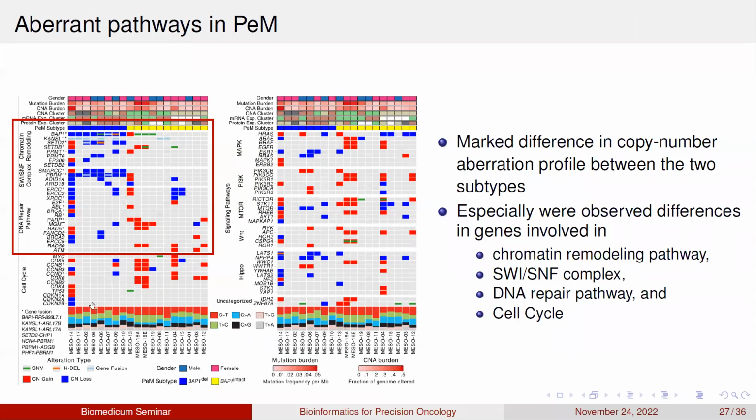And here you're looking at the individual cancers and the individual genes categorized into different pathways, where the red color indicates copy number gain and the blue represents copy number loss. So you can see, especially, it affects the SWI/SNF complex genes that are deleted in almost half of the cancer cohort. And there are also genes related to chromatin remodeling and the DNA repair pathway, and some cell cycle pathways are altered in this BAP1 deletion subtype.